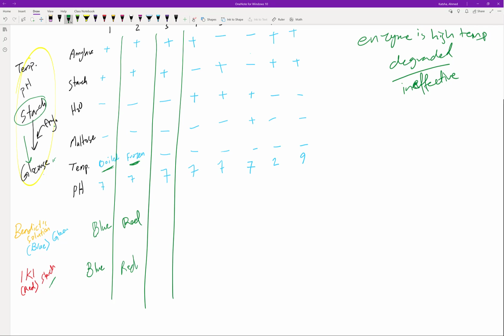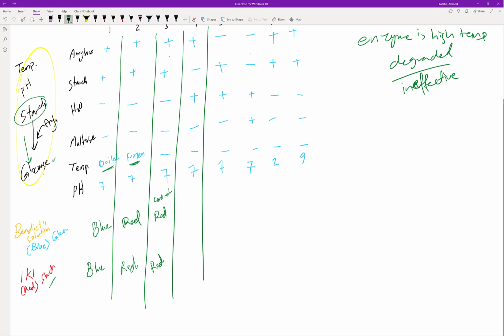For the third tube, amylase there, starch there, no water, no maltose, no temperature treatment, the pH is ideal. So this is like a control tube. We know here that we will get red in the Benedict solution because all of the conversion happened to glucose and there should not be any starch left, so it will be red. Okay, so this is our control.